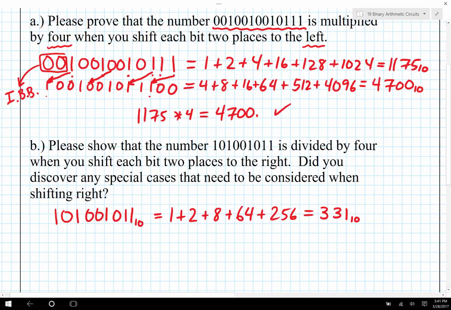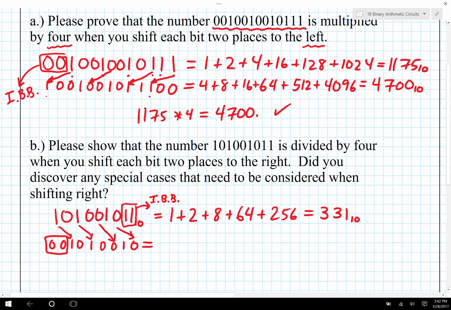Let's shift this number 2 places to the right. As I do that, these 2 bits are going to fall into the infinite bit bucket. That's just a silly name that we give to the place where those bits disappear. The 0 is going to become the least significant bit, and then I have a 1, 0, 0, 1, 0, 1. I shifted 2 zeros in, so those are new, but each of the other bits just shifted 2 places to the right.